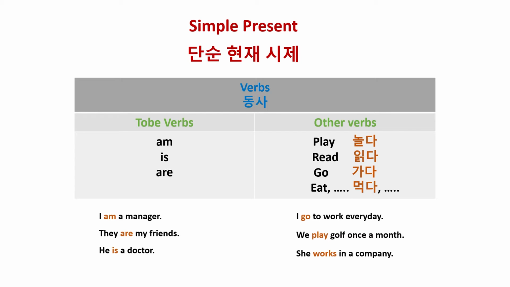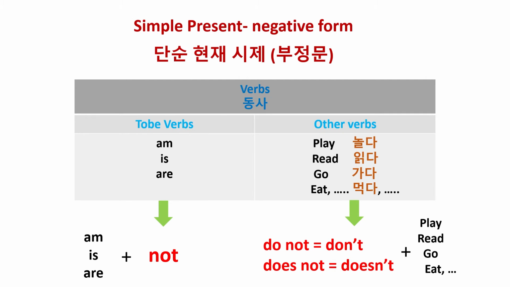As we talked about in the previous video, we divided the verbs into two categories, to-be verbs and other types of the verbs. In simple present form, to-be verbs are am, is, are. So, I am a manager, they are my friends, he is a doctor. For the other verbs, depending on the subjects, we used the main verb or we added s or es at the end of them. I go to work every day. We play golf once a month. She works in a company. So for the subject she, he, and it, we added s or es to the end of the verb. Today we want to talk about how to use these verbs in the negative form.